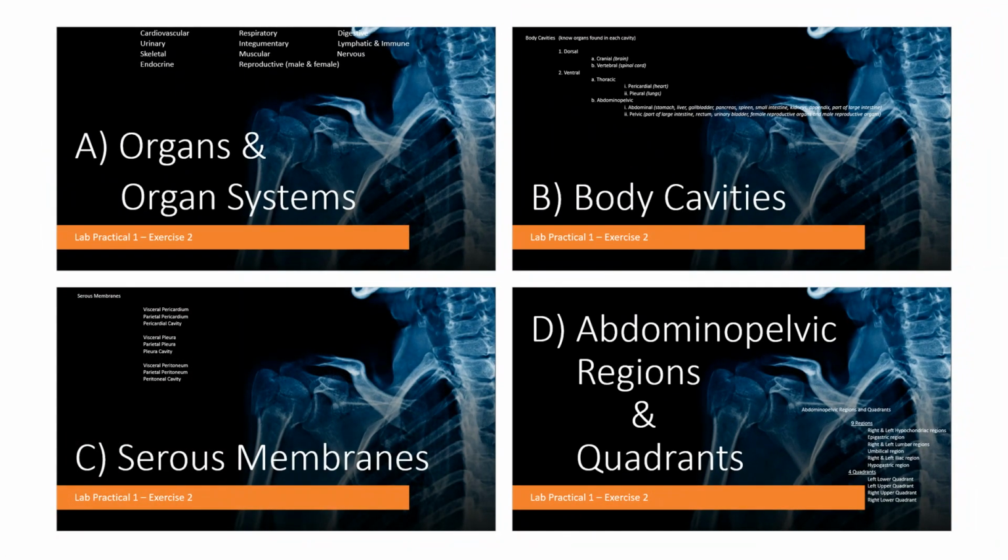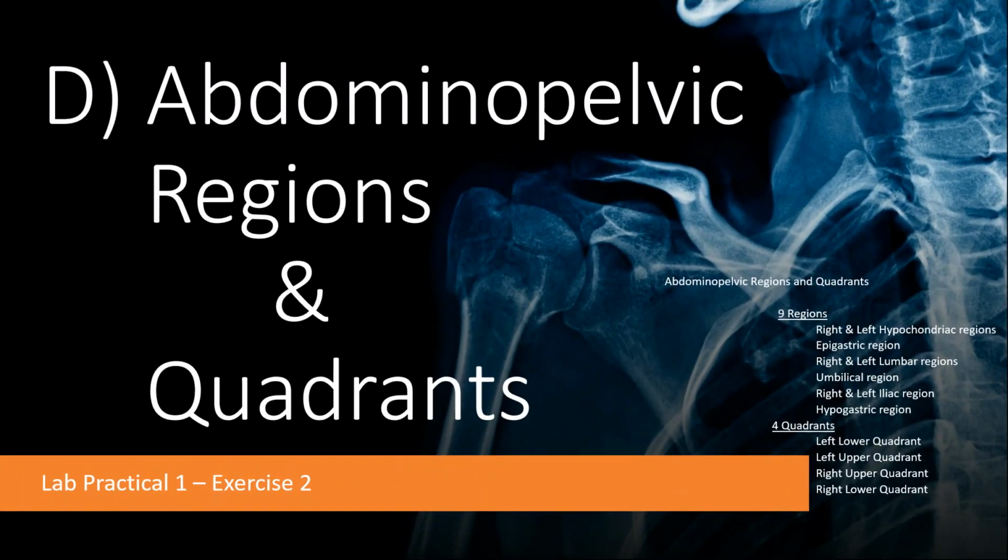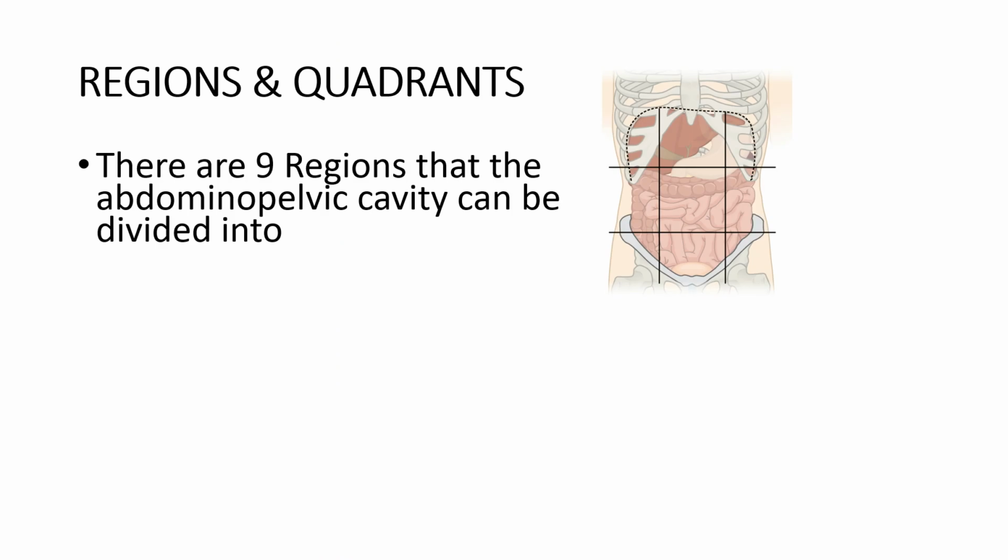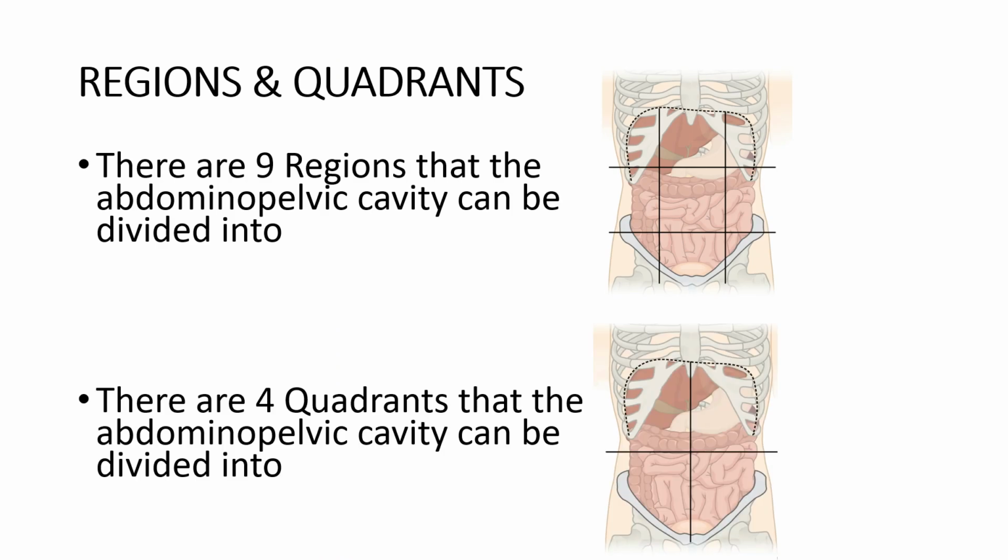Now, the next section, we're going to go ahead and continue on with part D. We're now on the bottom of page 6 on your labeling handout. We're going to take a look at dividing that abdominopelvic area up into 9 regions or 4 quadrants. So you can either divide it up into regions or quadrants.